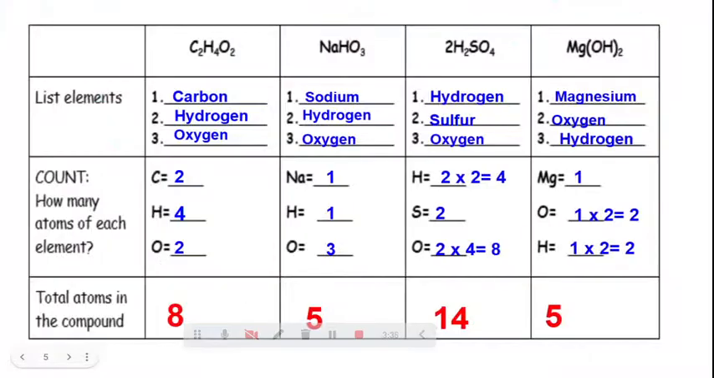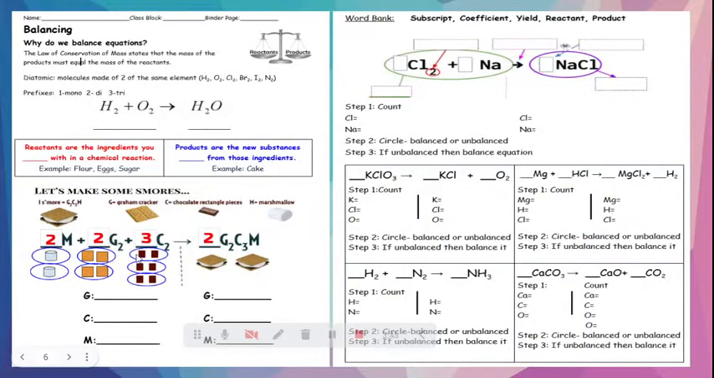Now, if you need help counting, please refer back to this chart that we did last class. This will help you count, and it'll help you tell how many total atoms there are. But this is the worksheet we are going to work on today. So please make sure you put your name on this, class block, and binder page. This you are going to put in your binder when you're done. You're not turning this one in, okay?